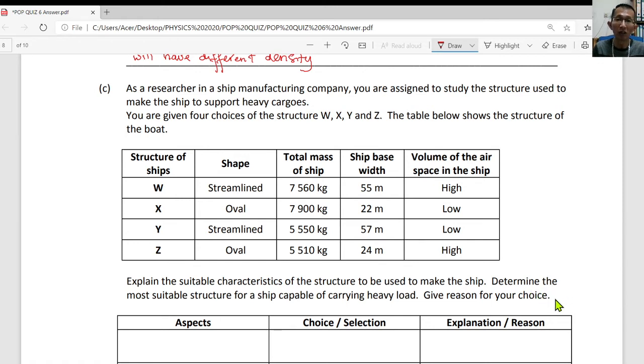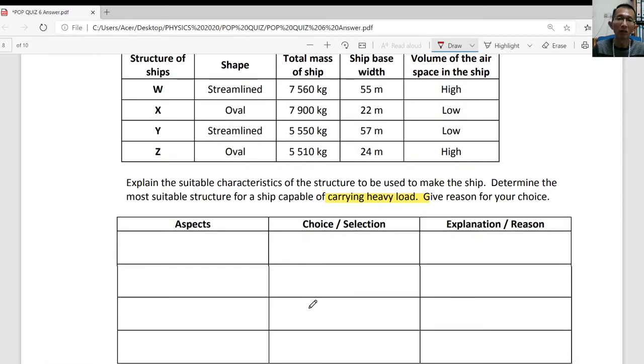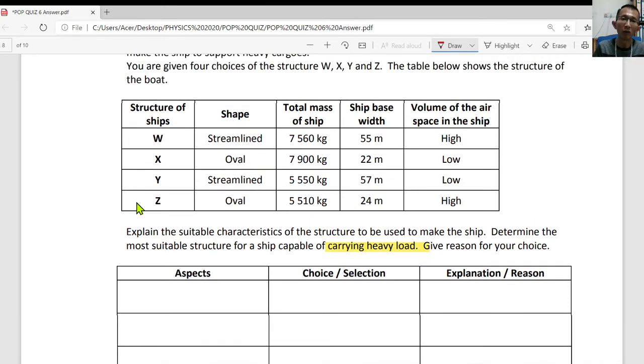So what is the objective of this selection? The objective is, can carry heavy load. So that is the objective. All right, so how do we answer this? It's better for us to draw a table with 3 columns. The first column for aspect, the second column for our selection, our choice, and the third column is for the explanations or the reason for choosing the selection. For the aspect, just copy it from the table. I have 4 aspects to be inspected.